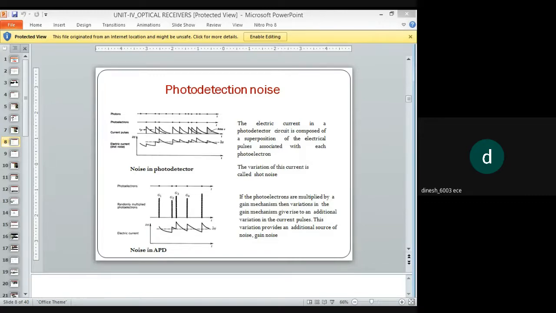The dependence of the signal to noise ratio on avalanche photodiode gain is parameterized by the factor K, which is the ionization ratio between holes and electrons.